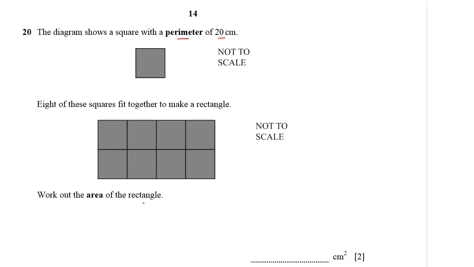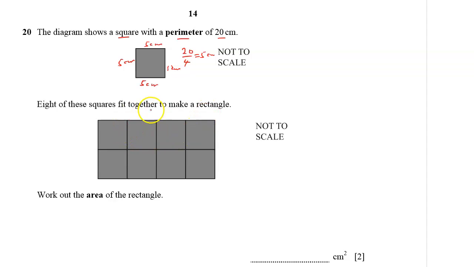So if the perimeter is 20 centimeters and this is a square, of course a square has 4 sides, 1, 2, 3, 4. Then what is the length of one side of this square? Since there are 4 sides, I'll take 20 divided by 4, and I get 5 centimeters. So each side is 5 centimeters, 5 centimeters, 5 centimeters, 5 centimeters.